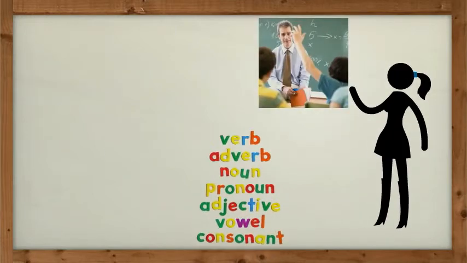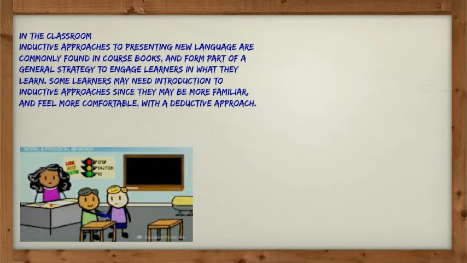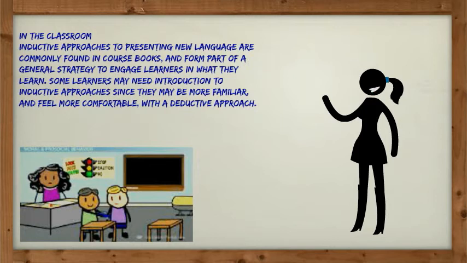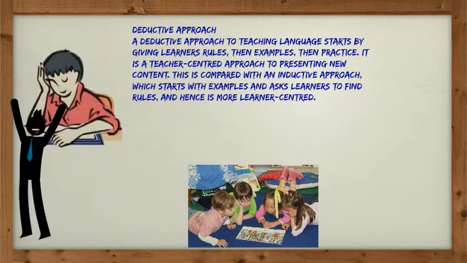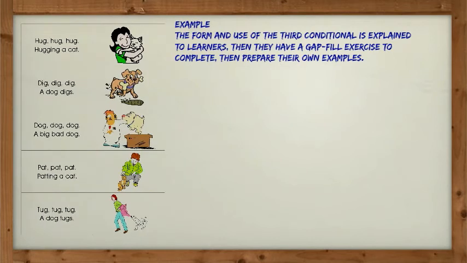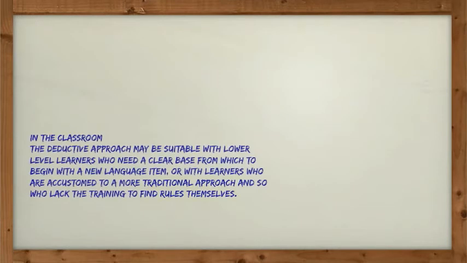It can be compared with a deductive approach that starts by giving learners rules, then examples, and then practice. Example: learners listen to a conversation that includes examples of use of the third conditional. The teacher checks that the students understand the meaning of its use through checking learners' comprehension of the listening text, and only after this focuses on the form, using the examples from the text to elicit rules about the form, its use, and its pronunciation.